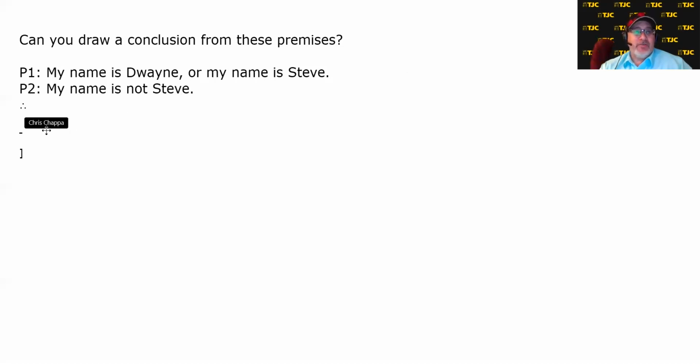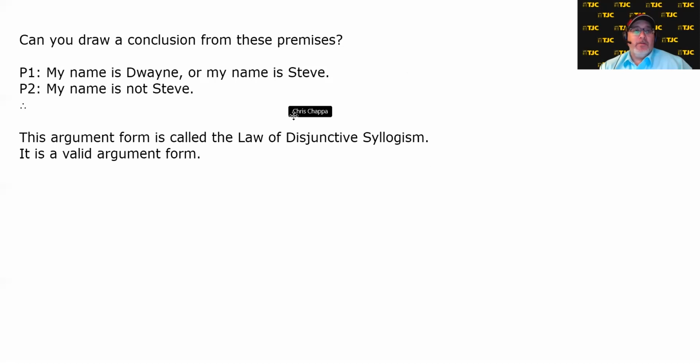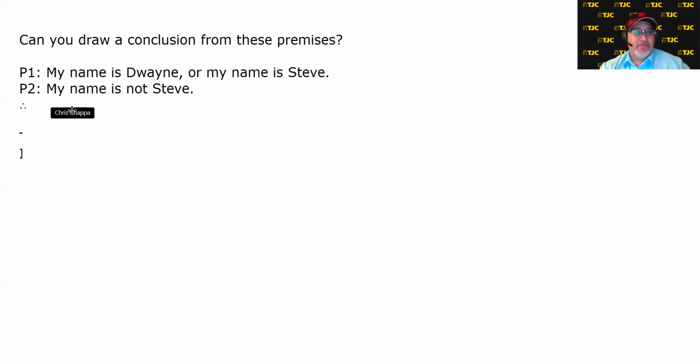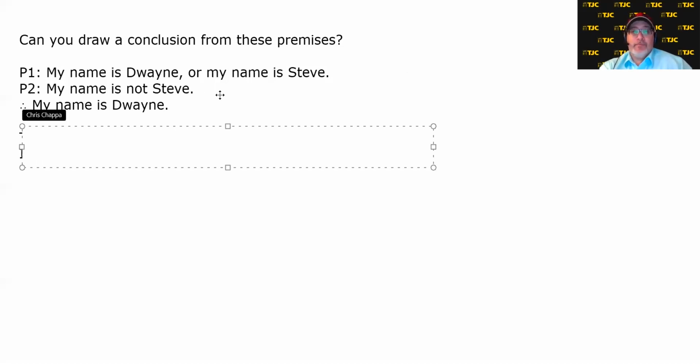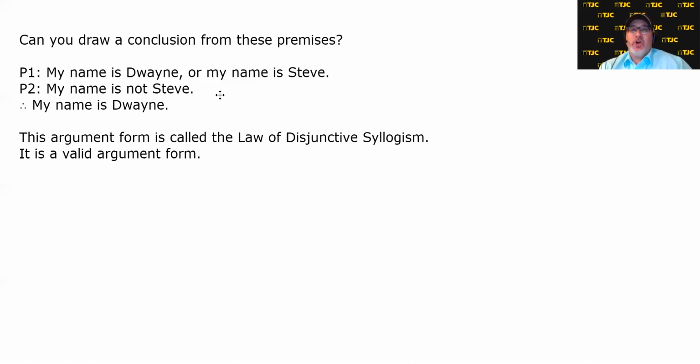If you said my name is Dwayne, then you drew a valid conclusion. This argument form is called the law of disjunctive syllogism, and it is a valid argument form.